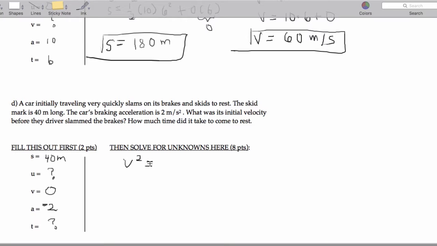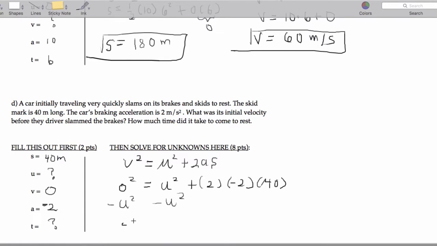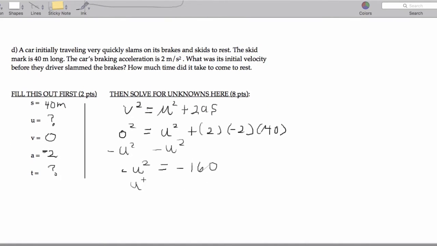So v squared is u squared plus 2as. So we have 0 squared equals my unknown u squared plus 2 times -2 times 40. And I think this is where people got a little confused. That negative sign makes things better. So I'll actually subtract u squared from both sides. I'm going to get -u squared equals, and when I multiply this stuff out, it's going to be -160. I can multiply both sides by -1, so I'll get that u squared is 160.